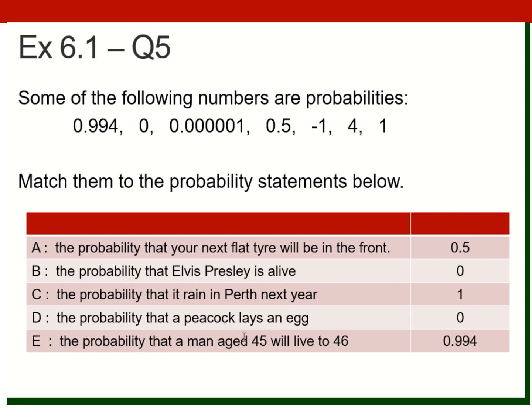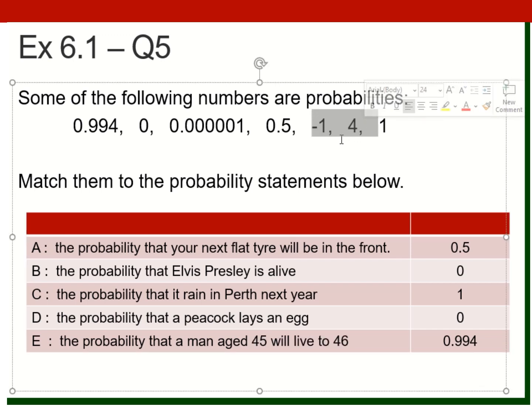The probability that a man aged 45 will live to 46, meaning the probability that he will live to the next year. The probability of living is high, but you cannot say for sure. Why you cannot say for sure? Because what if he crosses the road and meets with an accident? The probability of living is high, but there is also a small chance he may die. So these numbers you can't use. Why? You can't have a probability more than 1, and you can't have a probability that is negative.